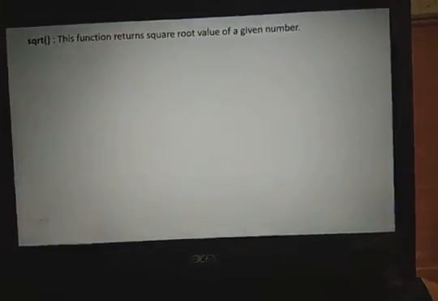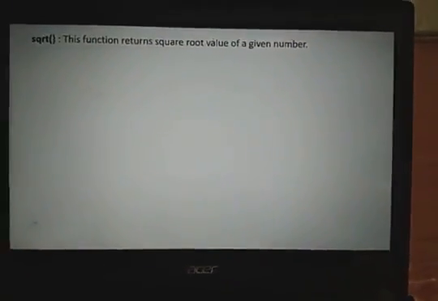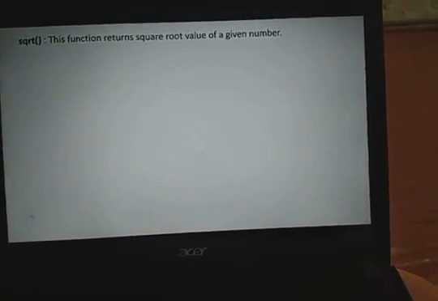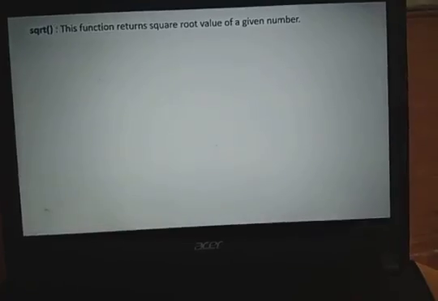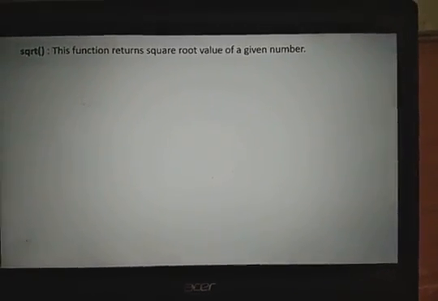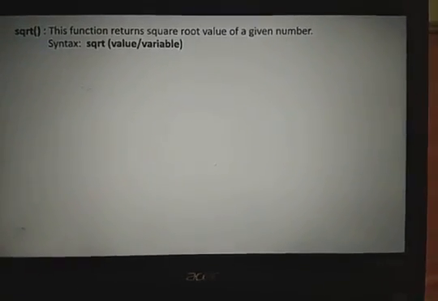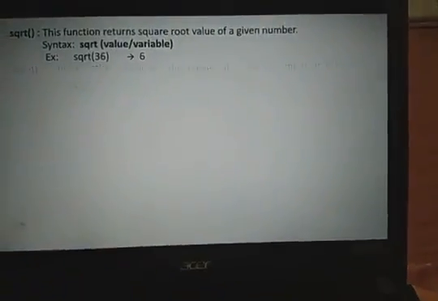Then the next function is the square root function. Basically, we have to calculate the square root of 25. We would calculate 5 into 5 to get 25. Instead of that, in C language we have the sqrt function. The function returns the square root of a given number. For example, the square root of 36 is 6.